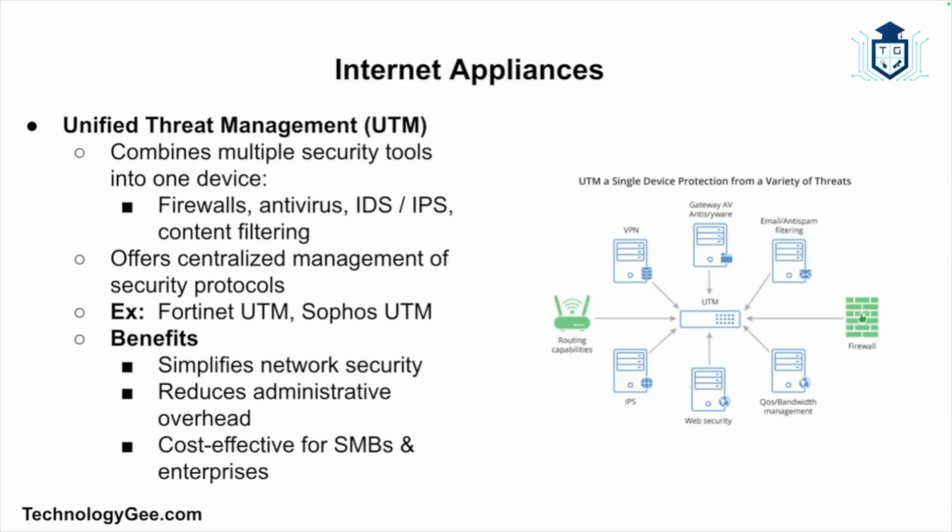Then we have what is called UTM, or Unified Threat Management. And this is an all in one security device that combines multiple protection features such as a firewall, antivirus, intrusion detection and prevention, and content filtering. An example of a UTM appliance would be what is called Fortinet. And basically, the benefits are it offers simplified security, centralized management, and cost efficiency.